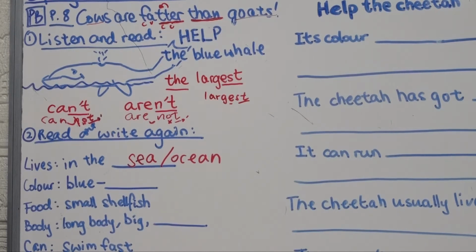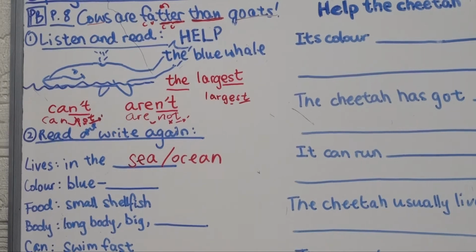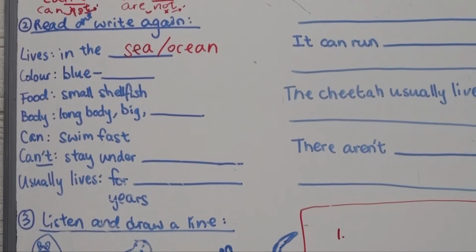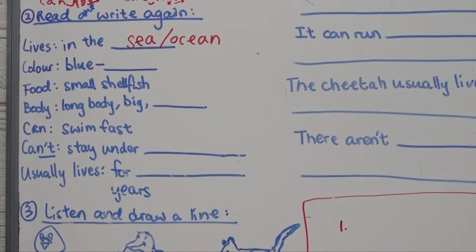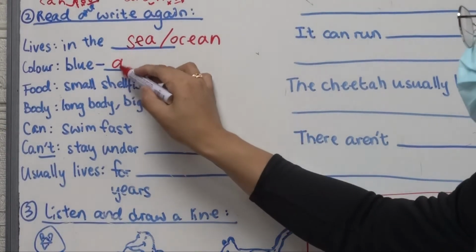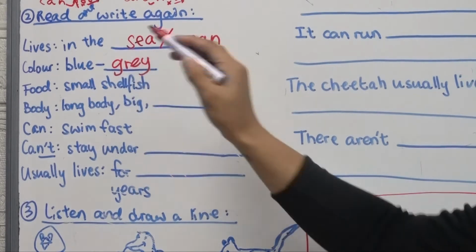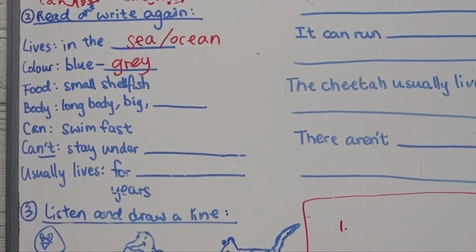Right, we can look at it from part 2, the second sentence. It lives in the sea. Its color is blue-gray, right? Two colors together, a blue-gray color. A mix of blue and gray.